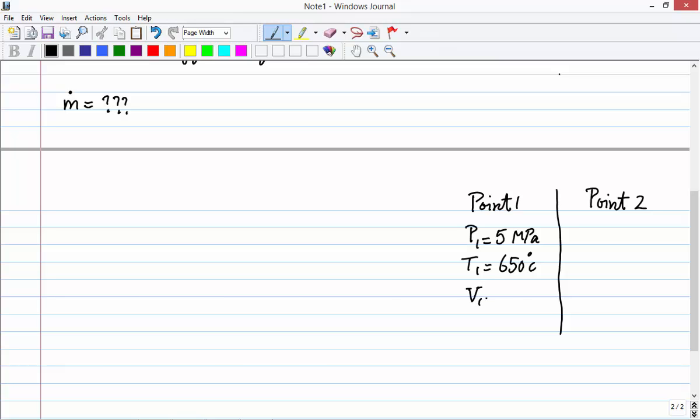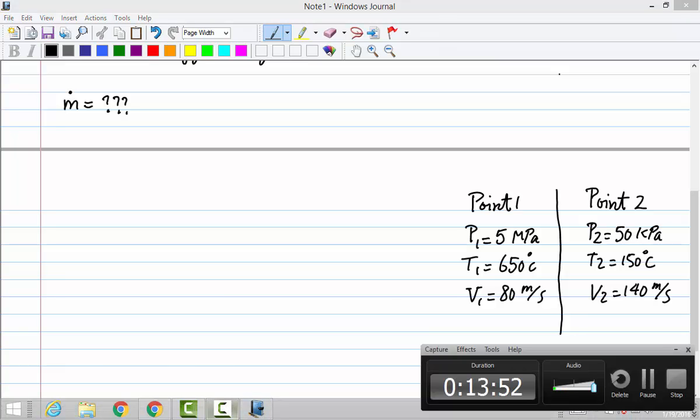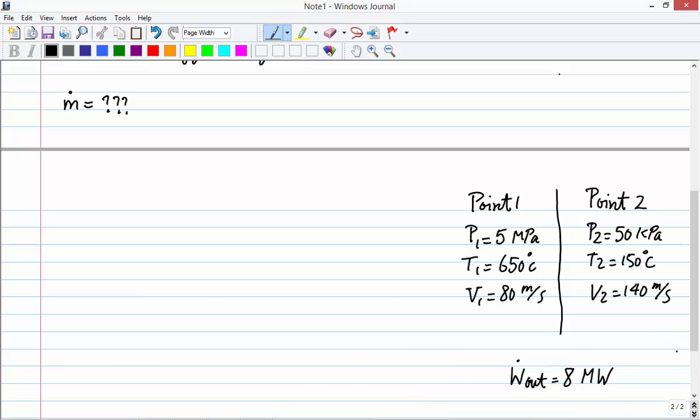And then the velocity V1 is, how much is it? 80 meters per second, and then it leaves at 50 kPa, and the temperature is 150 degrees C, and the outlet velocity is 140 meters per second. That's all we know, plus W dot out is given, 8 megawatt. Okay, so at this point I need to implement the first law.